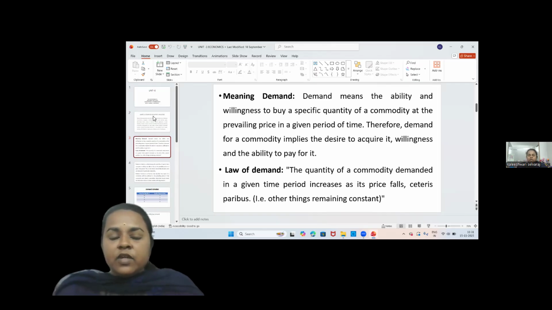And the next thing we have to understand is the law of demand. The law of demand says the quantity of a commodity demanded by the consumer at the given period of time increases as its price falls, but decreases as the price increases. So it has an inverse relationship between price and demand. When price increases, the demand falls. When price falls, the demand increases. So that is where the component is discussed.